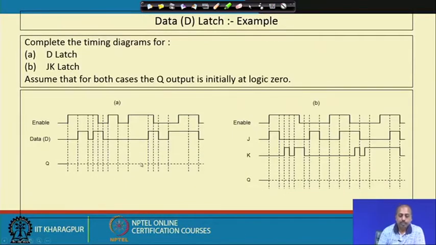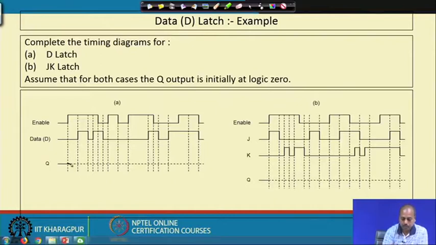So, we have got another exercise. We have got this D latch, how does it work? It says complete the timing diagram for the D latch, assume that in both cases the Q output is initially 0. You see that the D input is high at this point.